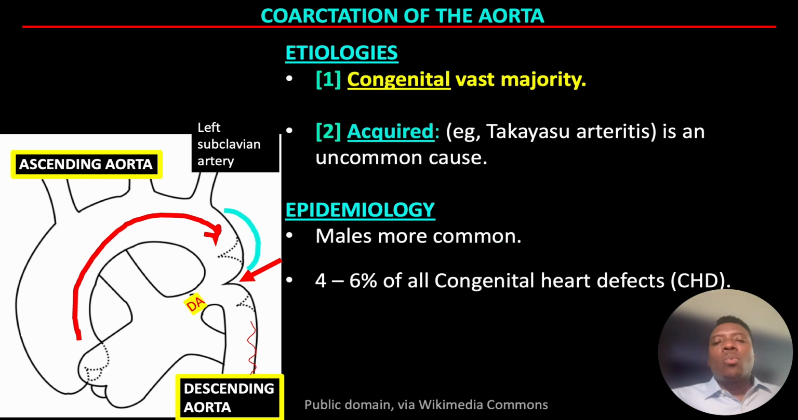We don't fully understand what causes coarctation of the aorta, but a majority of these cases are going to be congenital. Very rarely can you acquire coarctation of the aorta. In this case, it is usually in the setting of a large vessel vasculitis known as Takayasu arteritis, because Takayasu arteritis predominantly affects the aorta and the branches off of the aorta. It is more common in males, and about 4 to 6% of all congenital heart disease is going to be due to coarctation of the aorta.